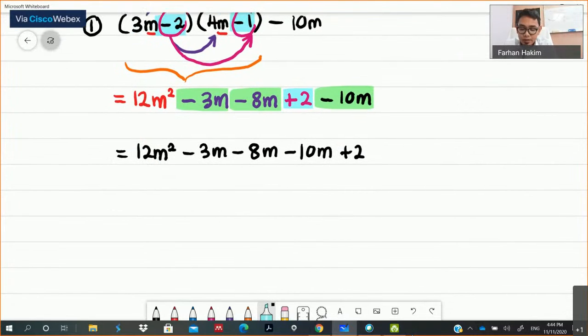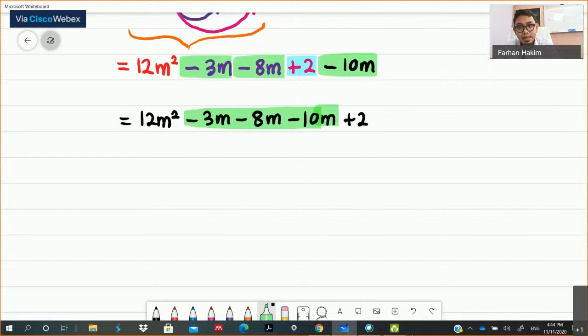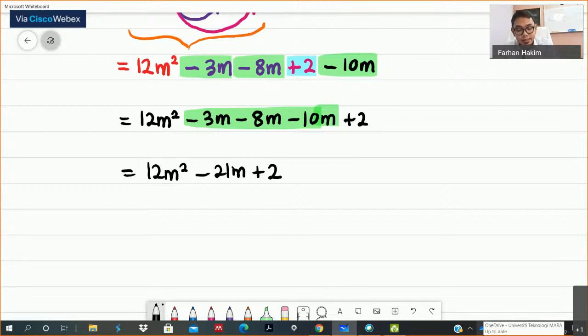Okay, so now kita boleh simplify. Yang warna hijau ini saya dah susun jadi dekat sini lah. Alright, so boleh simplify. Negative 3 minus 8 will get negative 11. Negative 11 minus 10, negative 21. So our answer will be 12m squared minus 21m plus 2. That is our final answer.